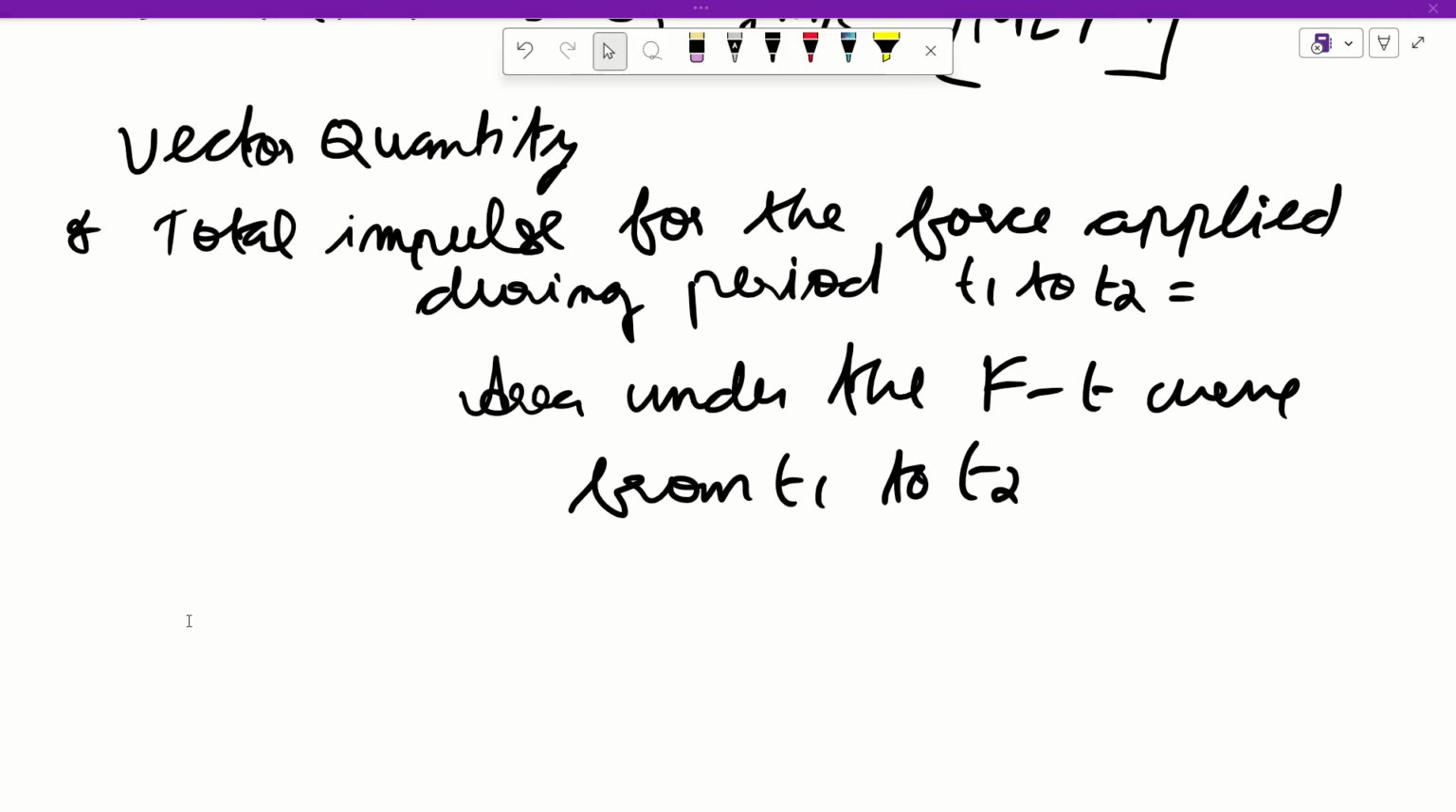Okay, now let's move on to the next topic. The next topic is Newton's laws of motion. Let us go through each law one by one. First one is Newton's first law of motion.